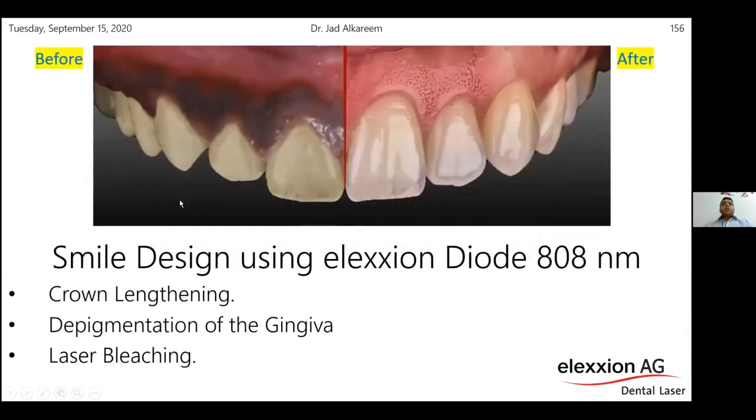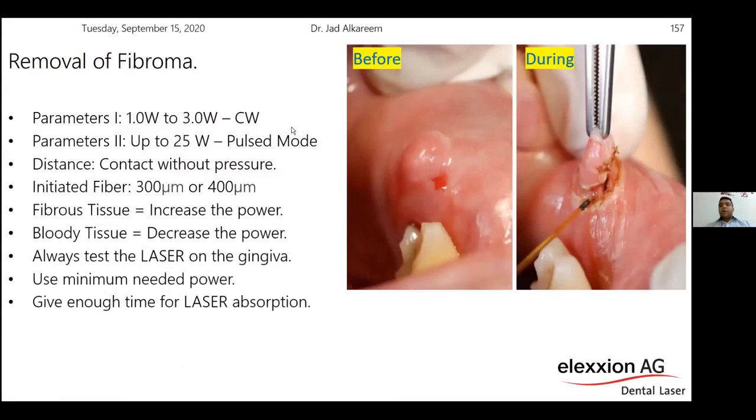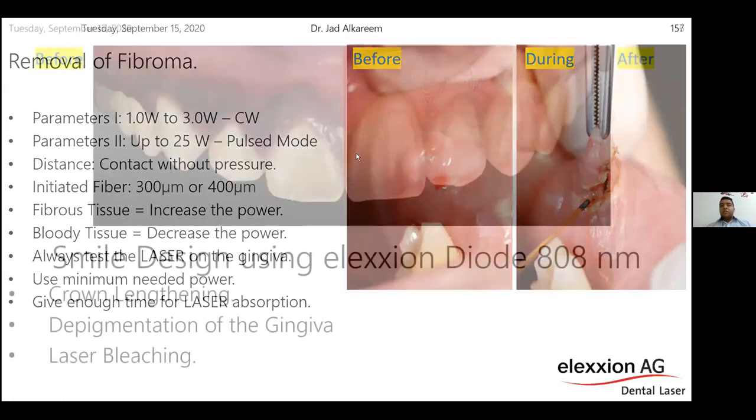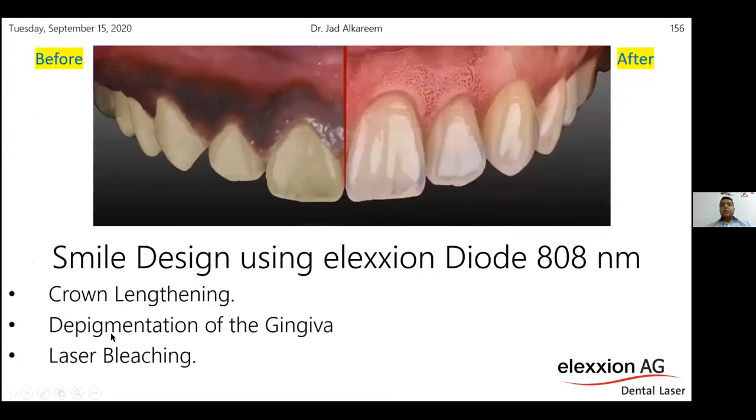Here is another picture for smile design using the Alexian diode, which is 808. As you know, the 808 has a better absorption into the melanin, so it will be the best option to do the depigmentation cases. So in this case, we did a crown lengthening, we did a depigmentation of the gingiva, and finally we had a laser bleaching of the tooth.